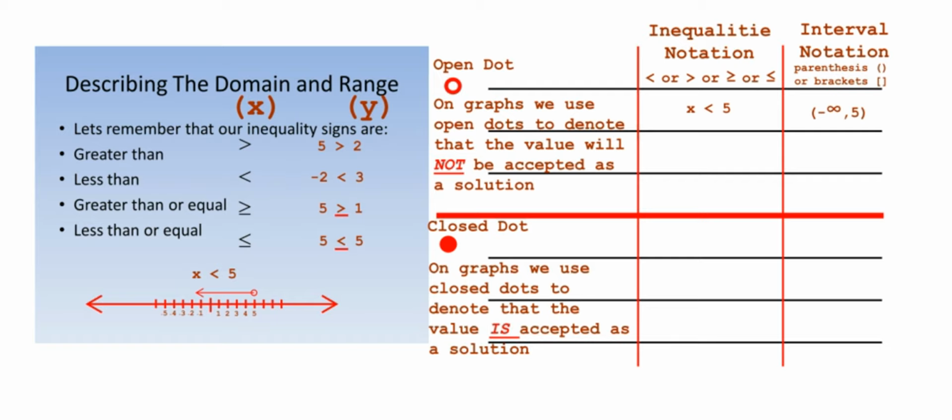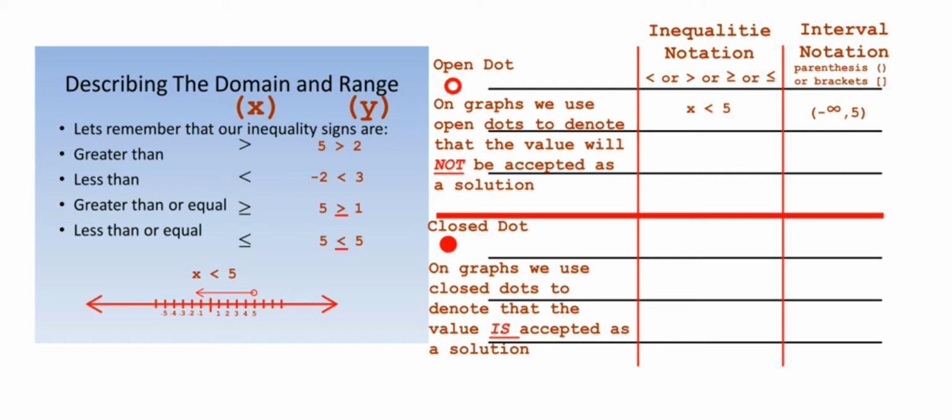If we check 6, 7, or 8, 6 is not less than 5, 7 is not less than 5. So if we would have made our arrow in the opposite direction, it would have been wrong, as we could check. Notice that our arrow implies it goes to the left forever.